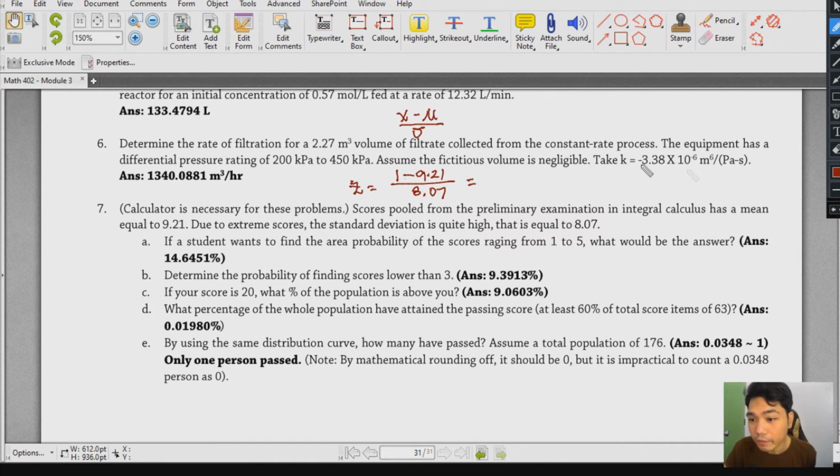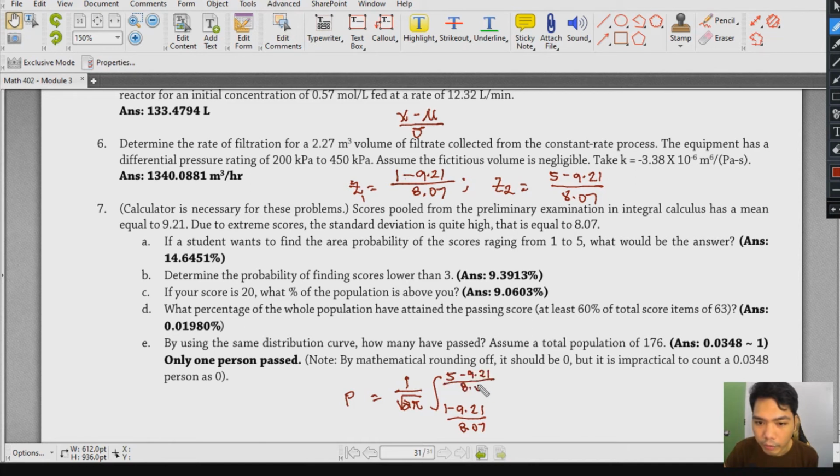So, ganyan na lang. I-leave na lang natin na ganyan para exact tayo. So, therefore, that's Z1, and then Z2 would be equal to 5 minus 9.21 over 8.07. Okay, so with this, the probability of finding the scores from 1 to 5 would be equal to 1 over square root of 2 pi, the integral from Z1, that's 1 minus 9.21 over 8.07, to 5 minus 9.21 over 8.07, and then we have e raised to negative 1/2 z squared dz.